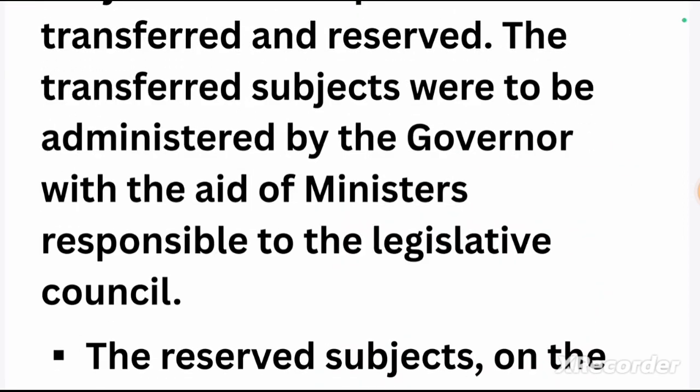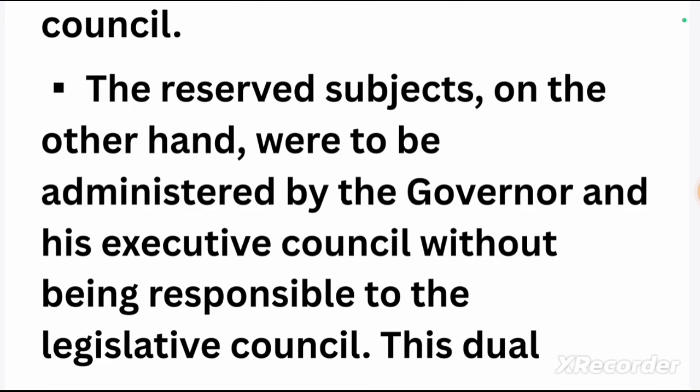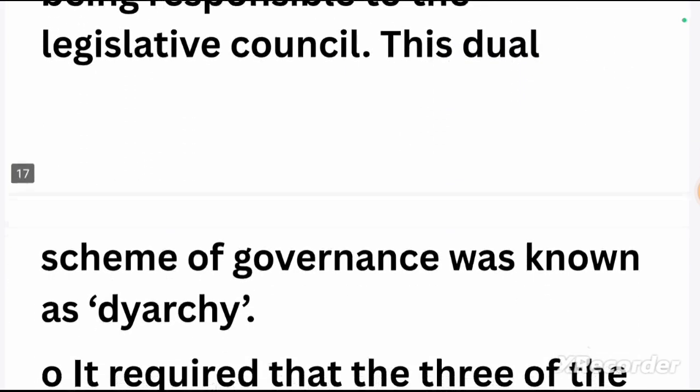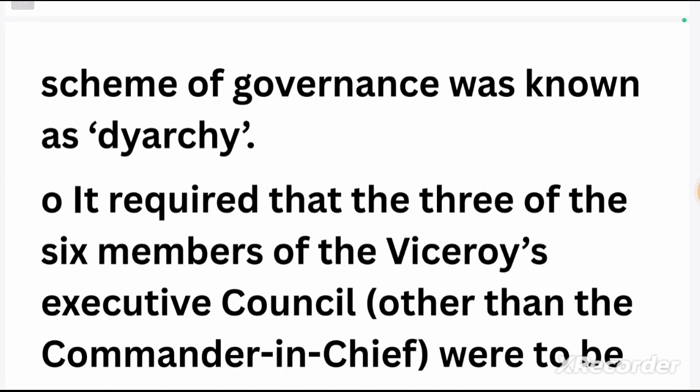It further divided the provincial subjects into two parts: transferred and reserved. The transferred subjects were to be administered by the governor with the aid of ministers responsible to the legislative council. The reserved subjects, on the other hand, were to be administered by the governor and his executive council without being responsible to the legislative council. This dual scheme of governance was known as Diarchy.